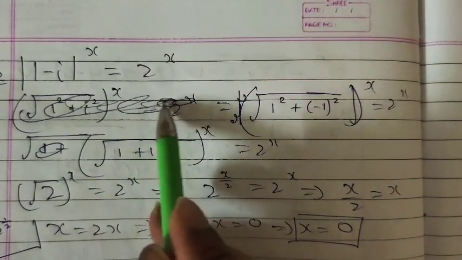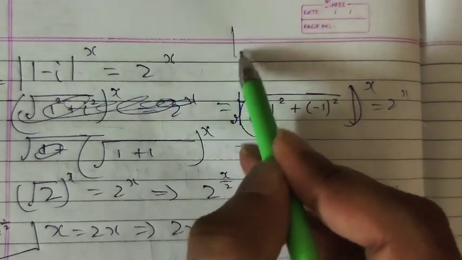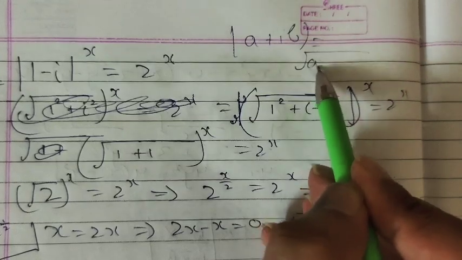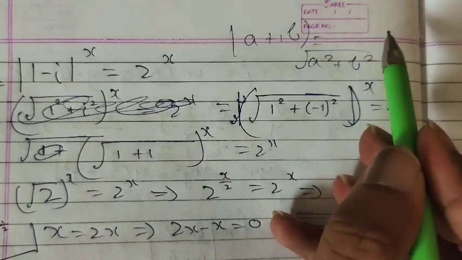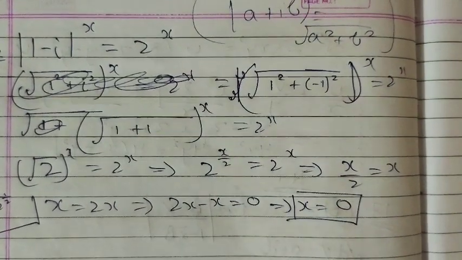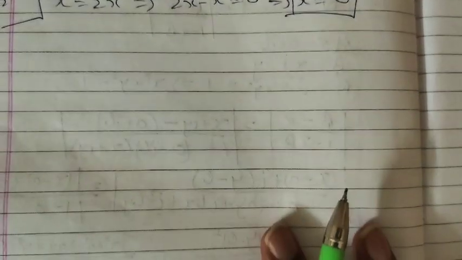We know that modulus of a plus iota b is equal to square root of a square plus b square. That's what we have used here. Question number 18. Next, question number 19.